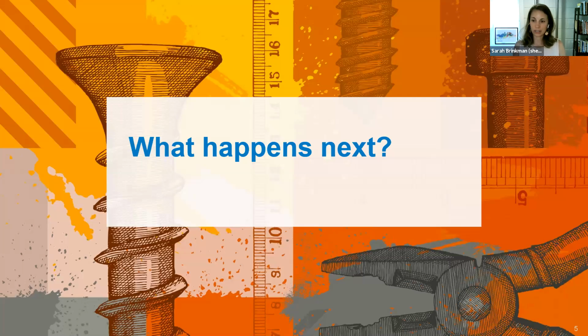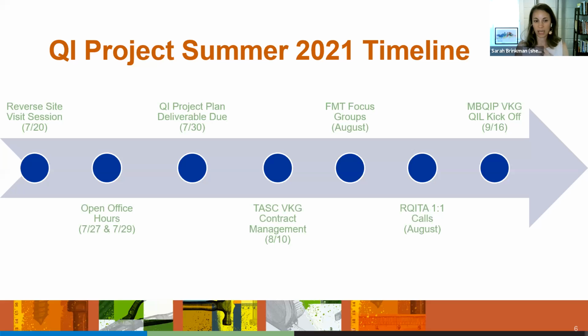So we're going to start with the end in mind. Rather than going through the template first and an example, we're actually going to tell you what's going to come next so that you have the ability to frame up what's going to happen over the next couple of months. We have a high level timeline here. We're going to talk through each of the points on this timeline, but you can see at the front end, we have the reverse site visit session today. And at the back end, we have the MBQuip Quality Innovation Lab kickoff on September 16th. So we have a slide for each of these points along the way so that you're familiar with what's coming next.